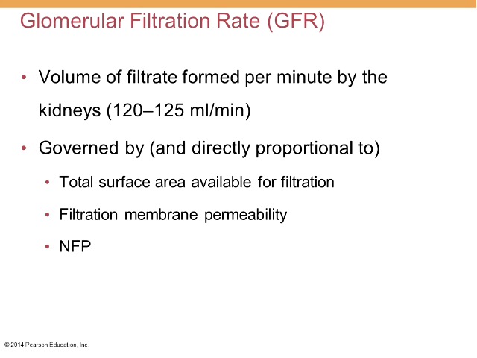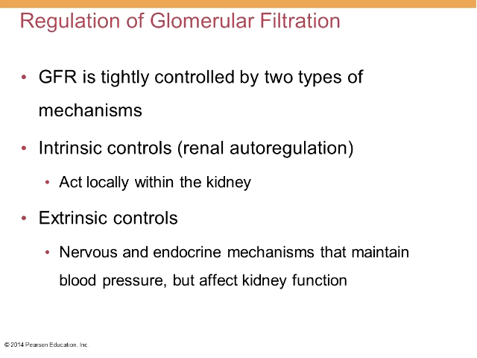Now, the glomerular filtration rate, the volume of filtrate formed per minute by the kidneys, is about 120 to 125 milliliters a minute. And actually, that's a healthy kidney. If it's around 125, we know the kidneys are working well. It's governed by, and directly proportional to, the total surface area available for filtration. We saw the mesangial cells sort of manage that, along with the filtration membrane permeability and the net filtration pressure. So we know that plays an important part, that 10 millimeters of mercury that we talked about before.